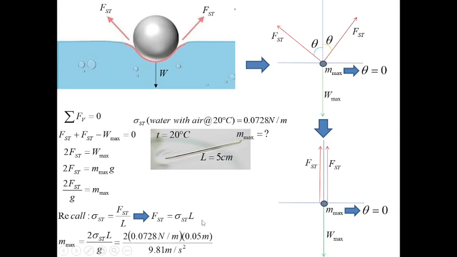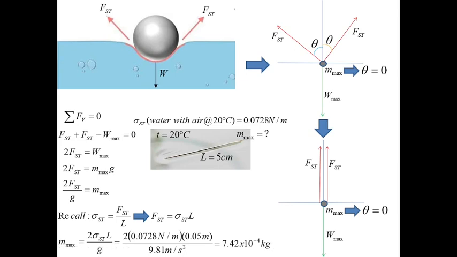So, we have 2.0728 Newton per meter. The length is 5 centimeters, that is 0.05 meter. Acceleration due to gravity is 9.81 meter per second squared. And this is our answer: 7.42 times 10 to the negative 4 kilograms.